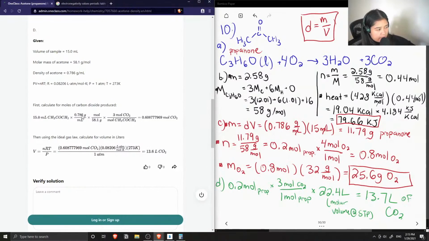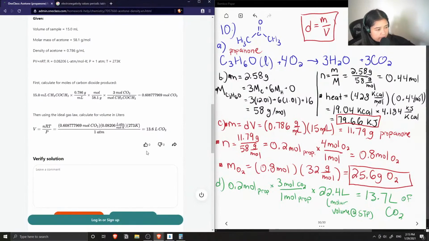And then in part D, they wrote down what was given, and they summed up how to find the number of moles of propanone again, divided it by 58.1, and then multiplied it by 3, and then they plugged it into the ideal gas law. So this gives the same answer, which is 13.6 or 7, so that part is still correct. So this solution is correct. Great job.